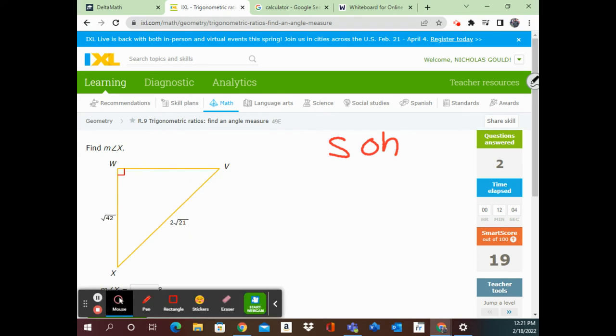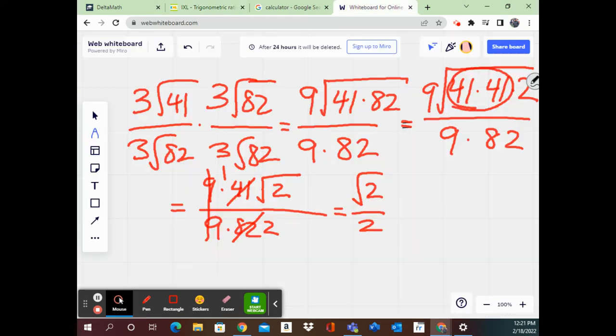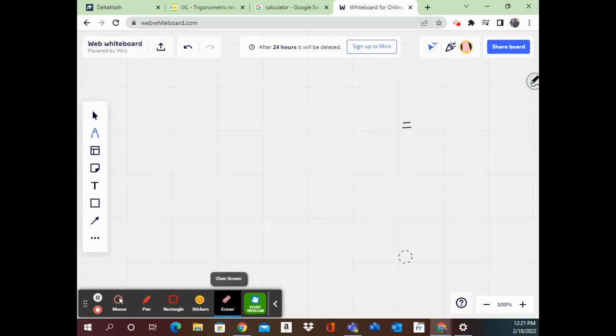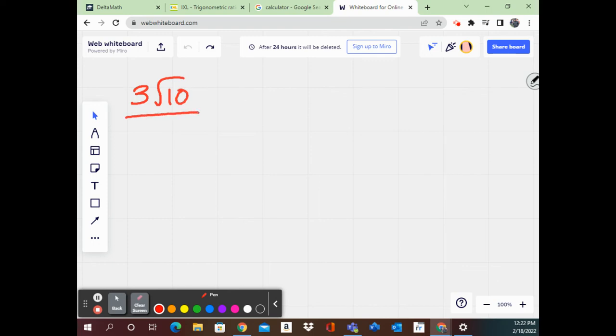But now what I want to do is go back to my whiteboard, because I want to walk through another problem that could give you an understanding and help with these radical functions. All right, so for instance, let's say I have 3 square root of 10 divided by the square root of 4, right? So I can't have that radical in the denominator.